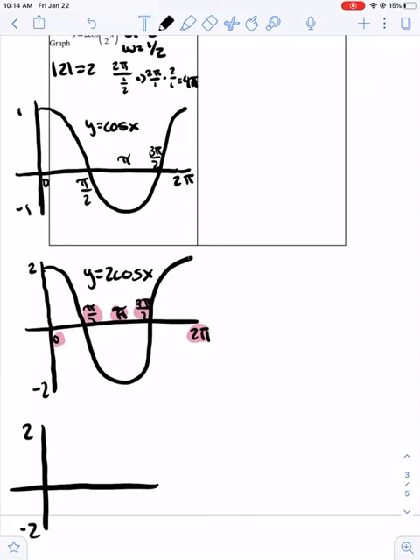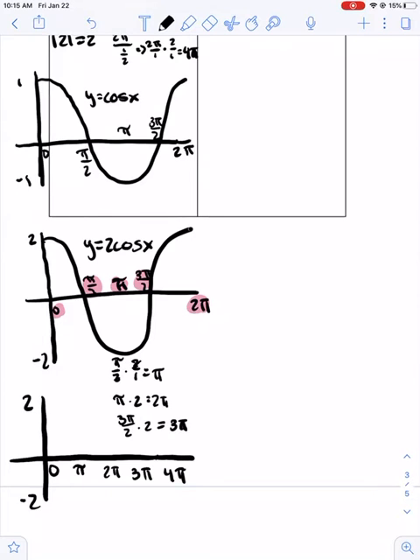So same amplitude from negative 2 to 2. 0 times 2 is 0. And then pi over 2 times 2 equals pi. And then pi, our next piece, pi times 2 is 2 pi. And then 3 pi over 2 times 2 equals 3 pi. And then we already found that the period ended at 4 pi, or 2 pi times 2 is 4 pi.